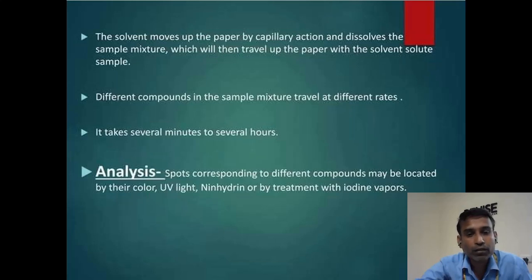So different compounds in the sample mixture travel at different rates, depending on the polarity, the solubility, and the affinity between the stationary phase and the organic phase, that is the mobile phase. It takes several minutes to several hours, depending on the molecular weight. In the analysis, the spots corresponding to the different components may be located by their color, UV light, spraying of ninhydrin, or treatment with iodine vapors. Depending on that, we can identify and recognize the different types of molecules present in the spots.